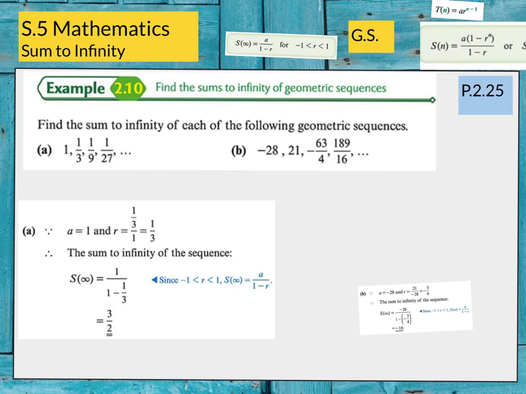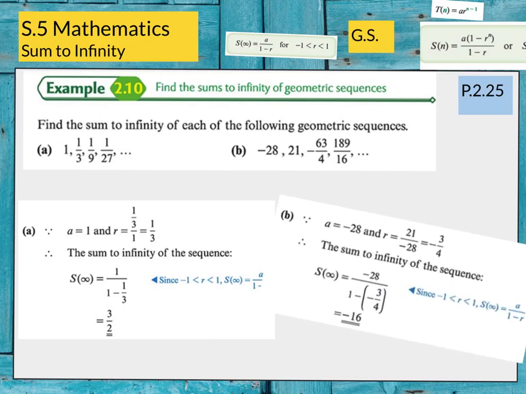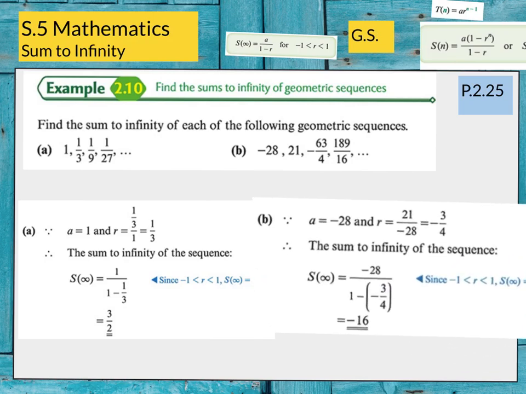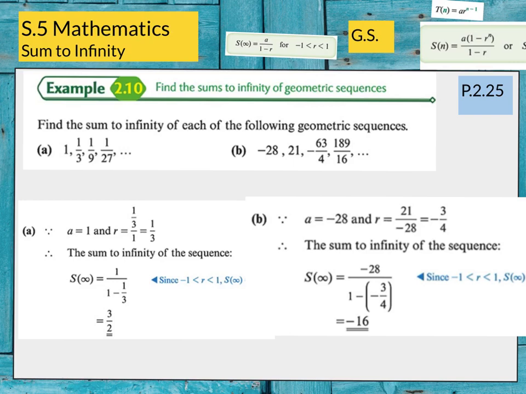So in each sequence, when you use the formula, find the first term, just copy. R is 1 over 3 divided by 1, you get 1 over 3. So you get the sum to infinity of the sequence: just substitute A over 1 minus R, and then you can get the answer. It also works similarly for a common ratio which is negative, but of course, it must be greater than -1.